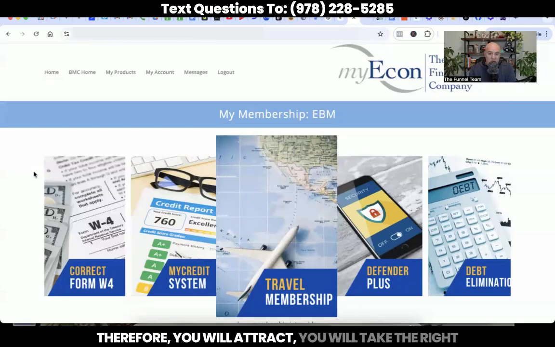Therefore, you will attract, you will take the right actions, you will have the right posture in this industry, and you will attract the right people. You will attract $100 people because you are a $100 person. So I hope that makes sense. And that, my friends, is how you upgrade your myEcon membership. And more importantly, why you would want to upgrade your myEcon membership.